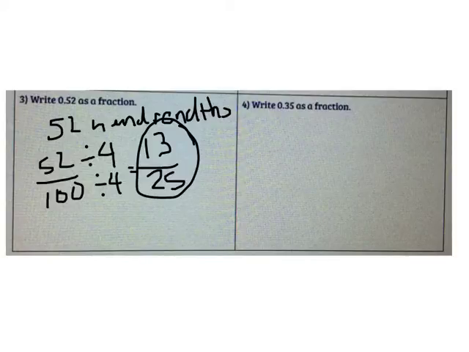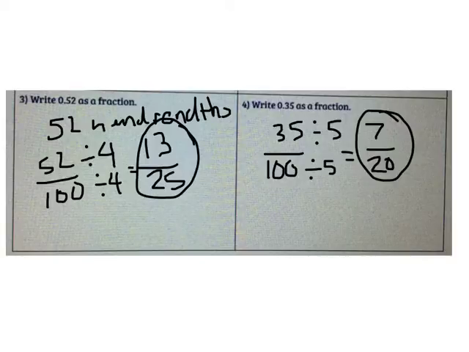Now you try one. Write 35 hundredths as a fraction. Make sure you simplify. The correct answer is 7/20.